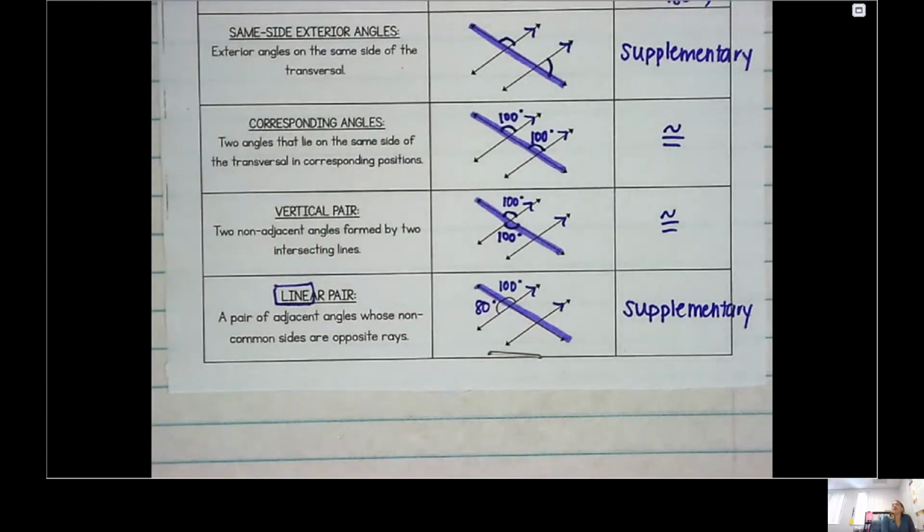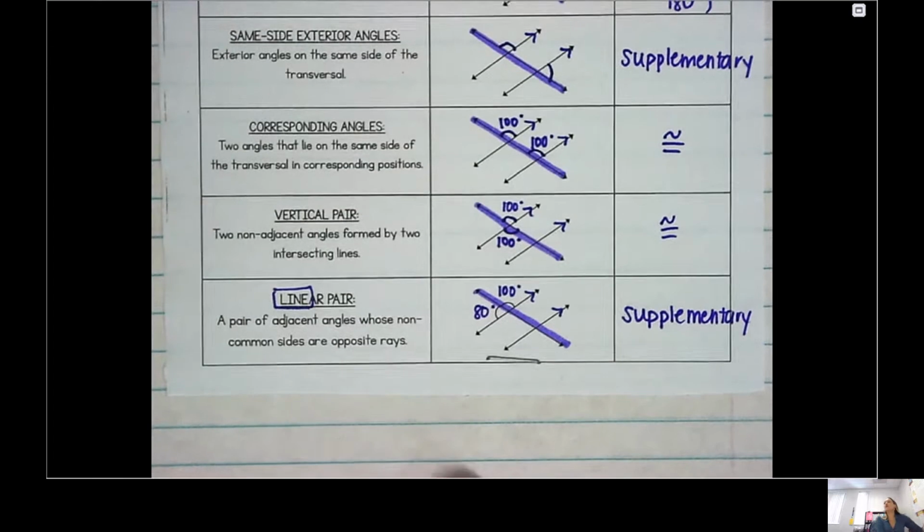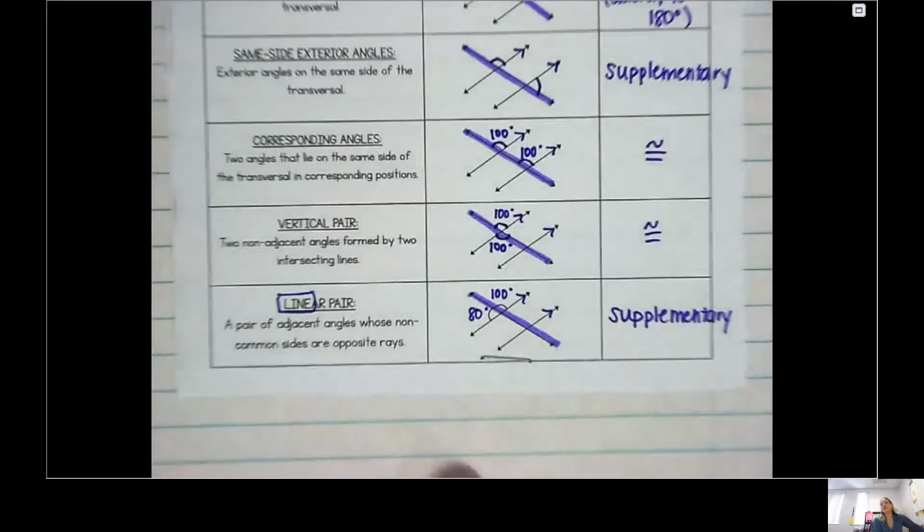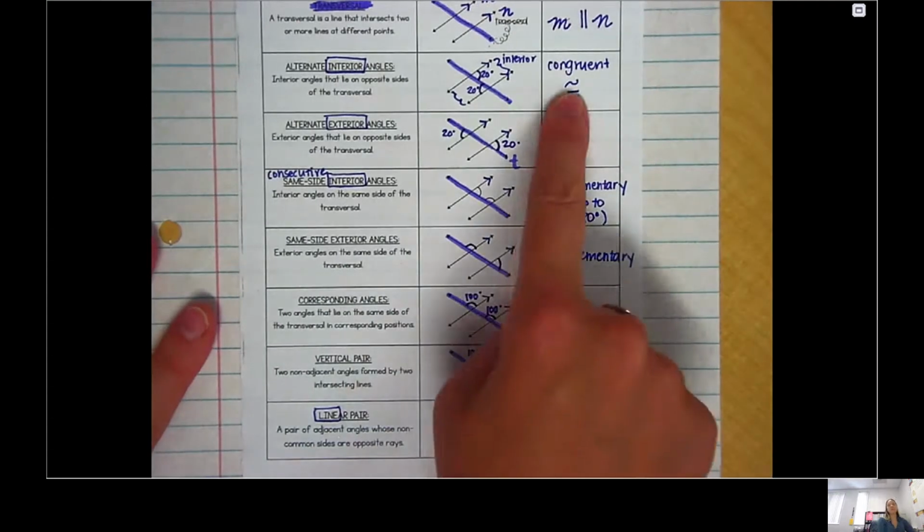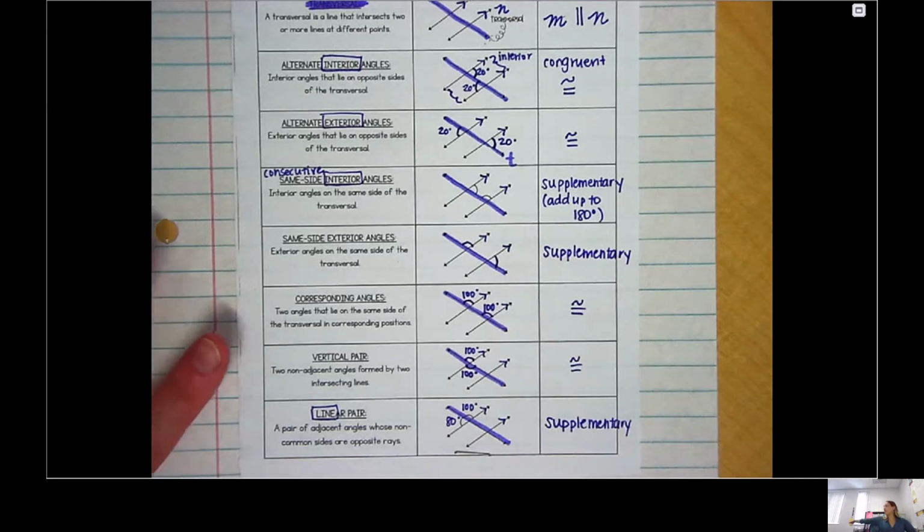So here's what I want you to notice. You only have two choices. Choice one, they look exactly the same. They're congruent. Choice two, they don't look the same. They add up to 180. Those are your only two choices. That's it. Okay, that's literally it. So don't try to do anything else. They either add up to 180 or they're exactly the same.